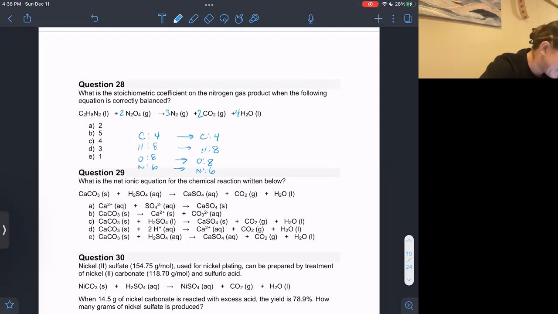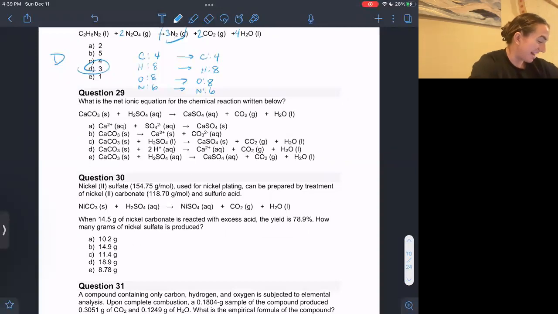In any case, what is the stoichiometric coefficient of the nitrogen gas product when the following equation is correctly balanced? Okay, so I'm looking at this one. Correctly balanced is 3, so it's going to be D, 3. I don't know what just happened. I'm going to watch this later, and I'll be like, Allison, it was right there. But you know what? Look at that, still making mistakes. Anyways, moving on. Question 29.